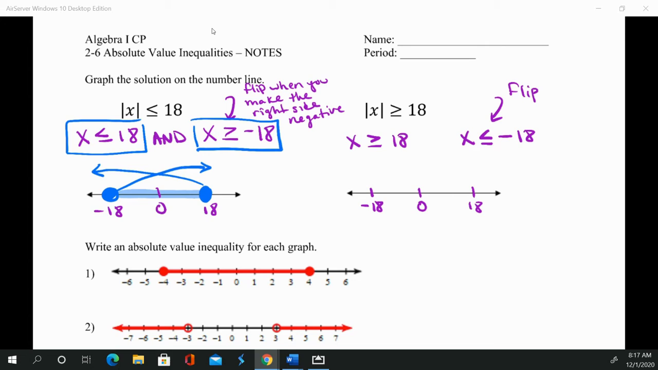So now when we go to graph this absolute value inequality, we have x is greater than or equal to 18, so that would be shaded to the right. And also x can be less than or equal to -18, shaded to the left. So this one is shaded in the tails. This one is similar to an OR inequality.